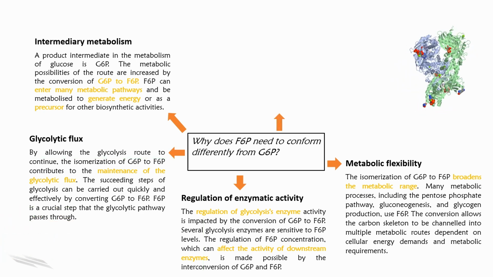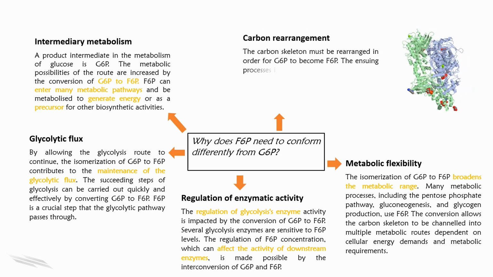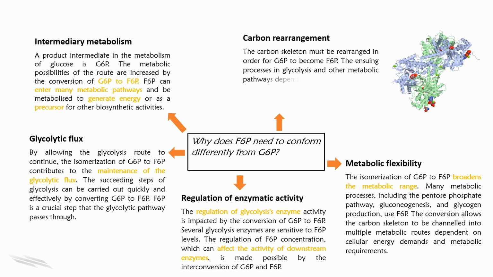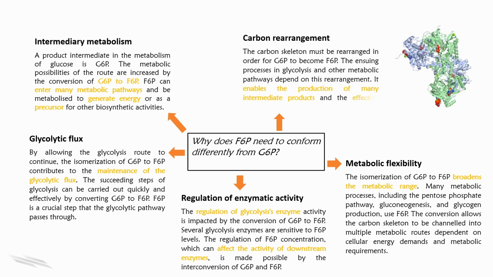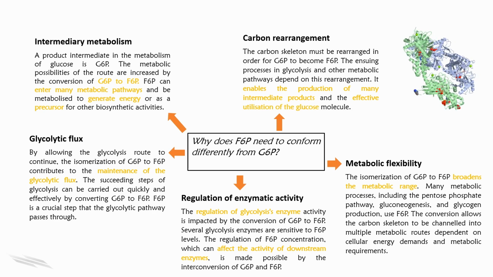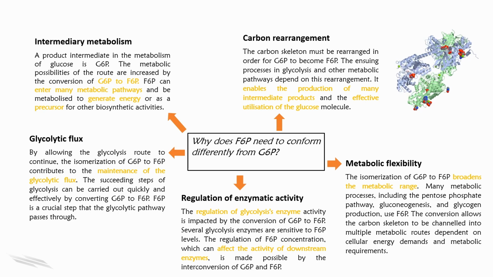Carbon rearrangement. The carbon skeleton must be rearranged in order for G6P to become F6P. The ensuing processes in glycolysis and other metabolic pathways depend on this rearrangement. It enables the production of many intermediate products and the effective utilization of the glucose molecule.